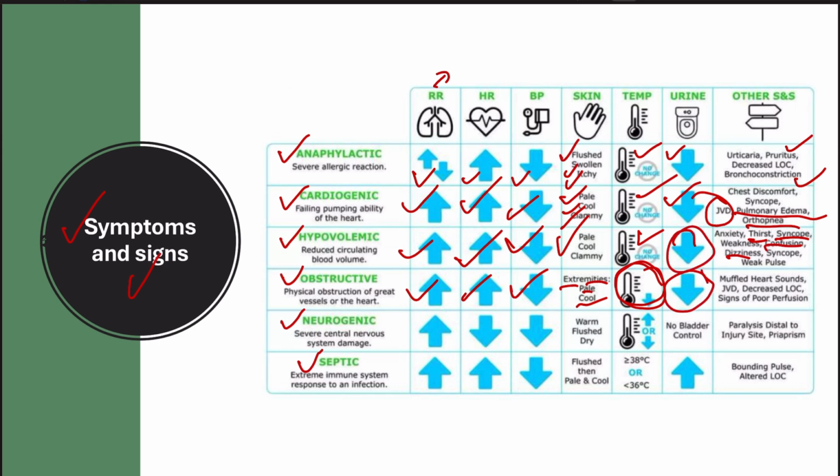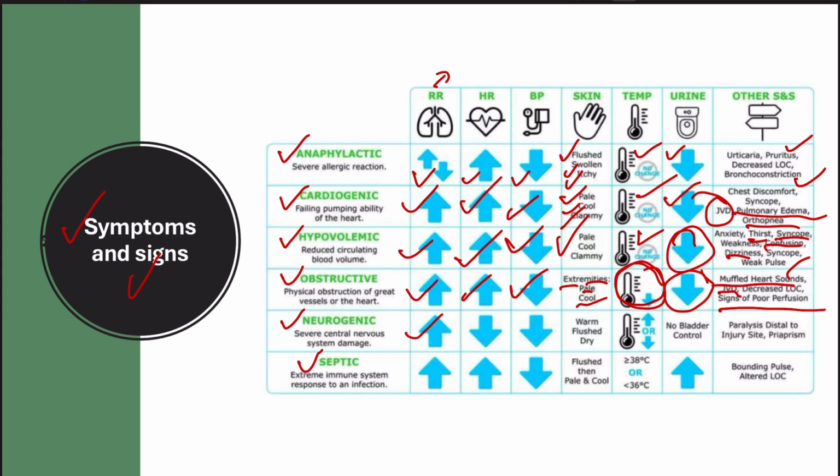Pericardial tamponade can be one of the reasons for obstructive shock. In that case, we will get muffled heart sounds because the heart, that is the myocardium, is being covered by a layer of blood outside it, and then there will be dilatation of the jugular veins, and there will be signs of poor perfusion also. Then we have neurogenic shock.